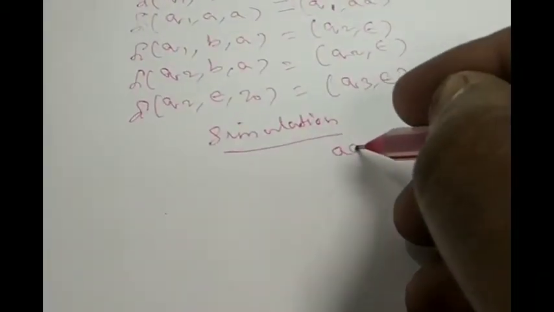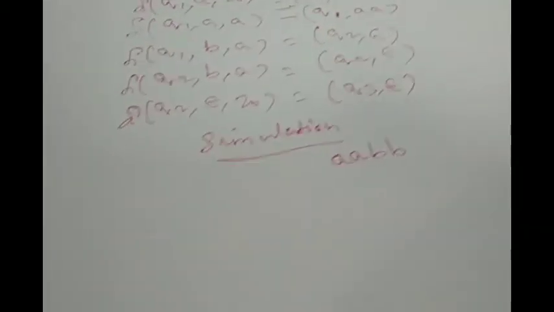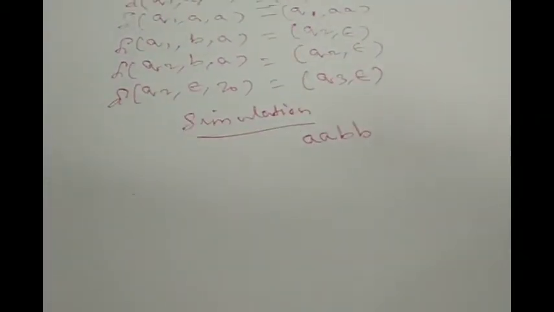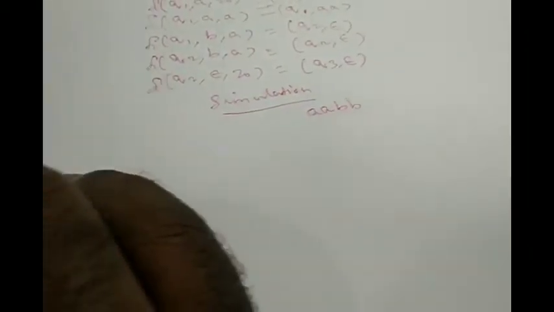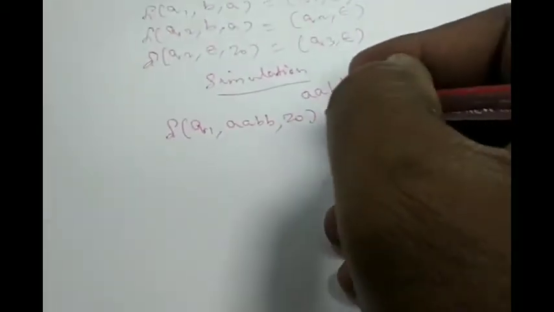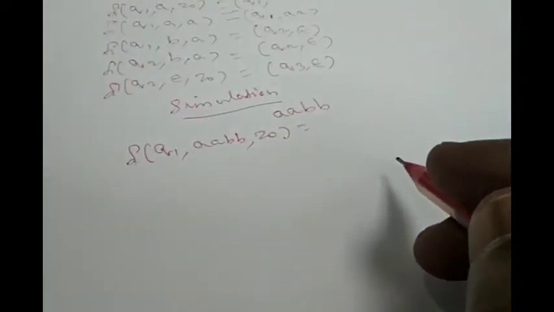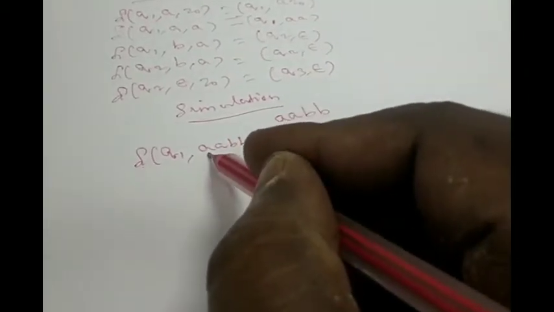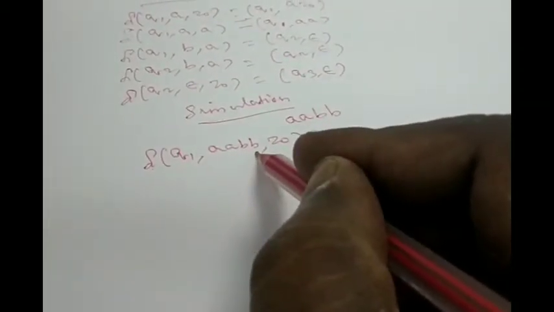Now I take up a valid string here, called AABB. Obviously this is a valid string. If this valid string is accepted, then you have designed a pushdown automata in the right manner. Now delta of Q1, input is AABB, and the topmost symbol is Z0. In Q1, what is the input? You have applied the whole string here.